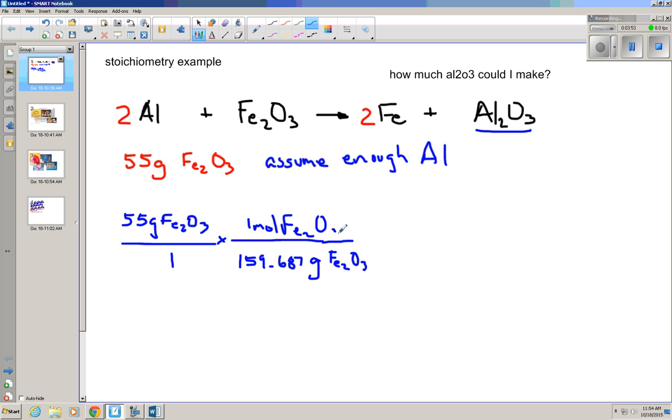All right, so now what the units allow me to do is I cancel out grams of iron oxide with grams of iron oxide. Top and bottom, they cancel. Now I have moles of iron oxide. And here comes the most important part of the problem. I'm going to change colors.